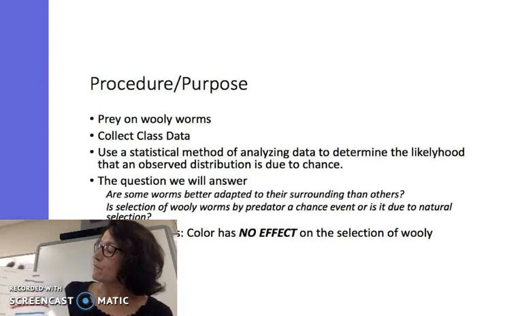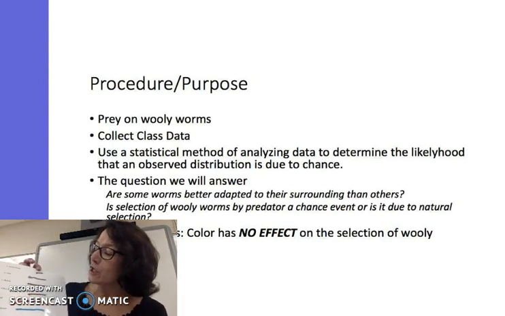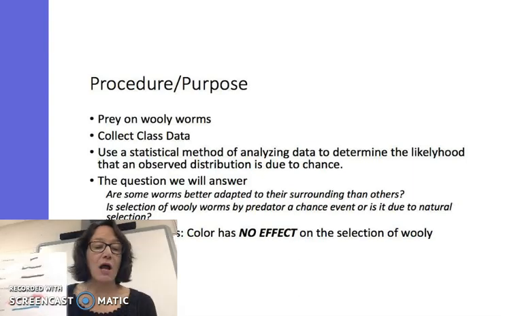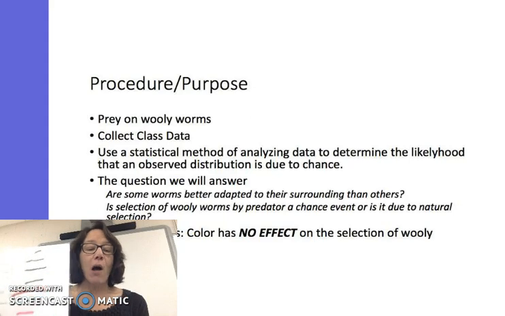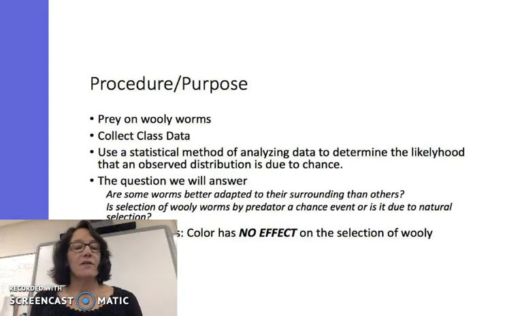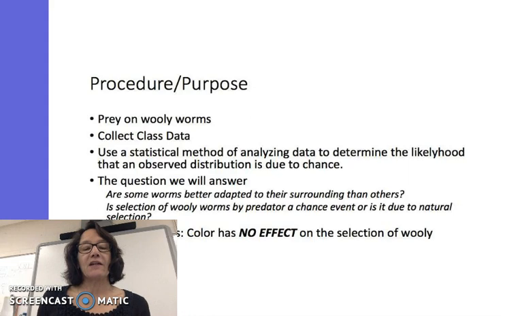I have everything from worms that are forest green in color. I have brown worms, turquoise, pink, kind of a mottled or multicolored worm. All of the worms are of the same species. There is just color variation within that species.